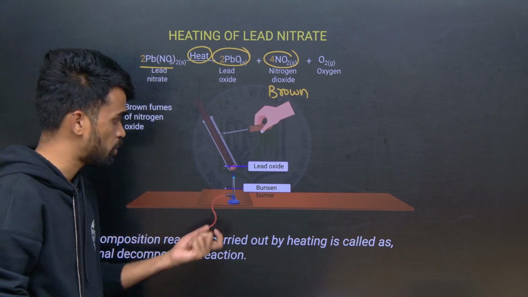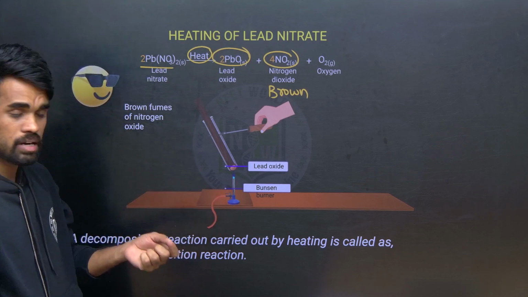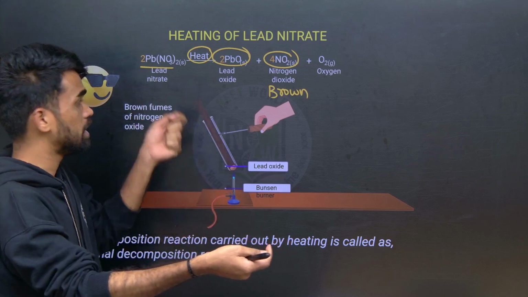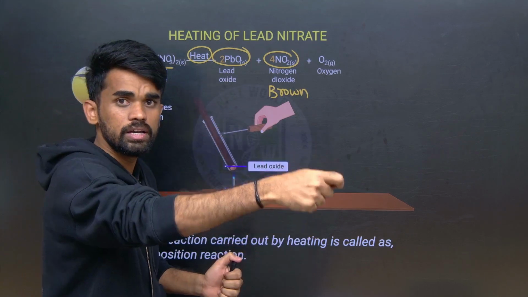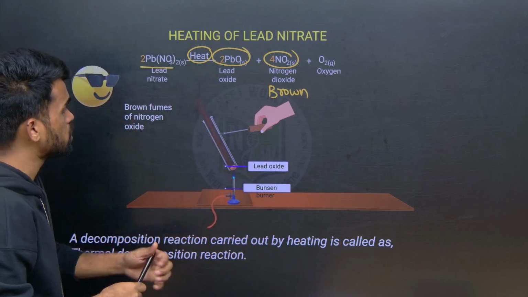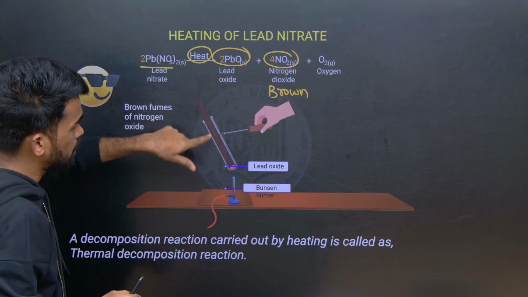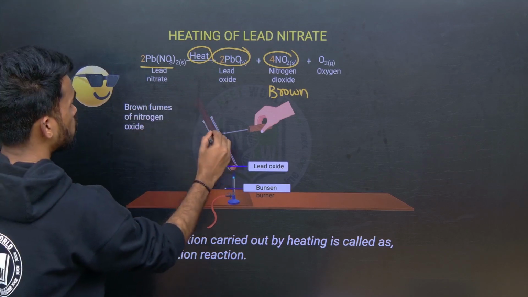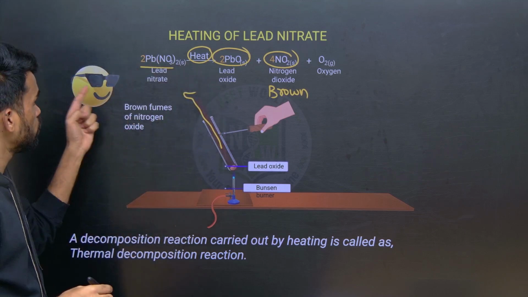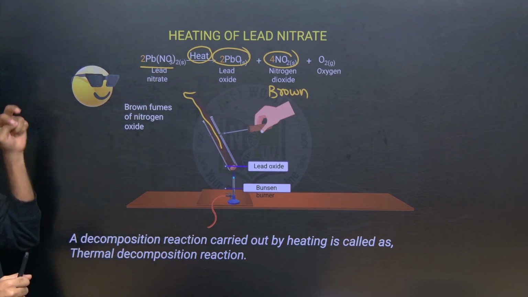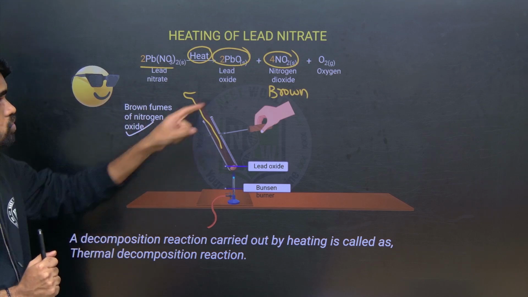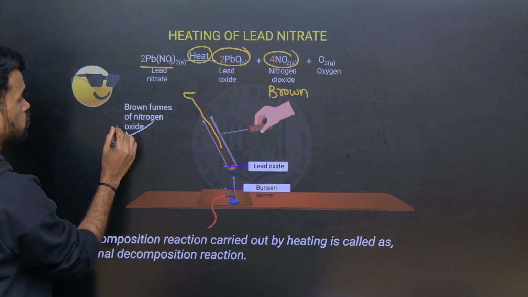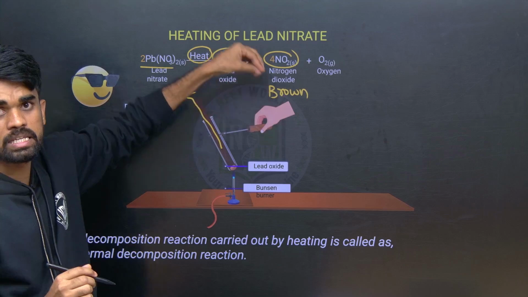So just take the Bunsen flame. Take the lead nitrate in one test tube and take it near the Bunsen flame. So what happens? Due to the heat, the brown color gas will come out. We have to observe that brown color nitrogen dioxide gas. So nitrogen dioxide gas will be released.